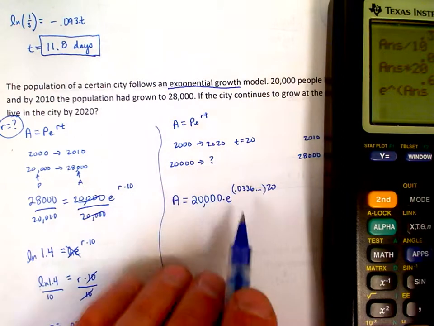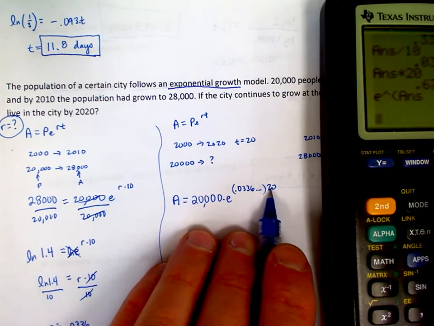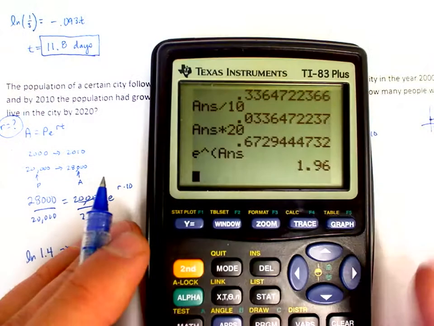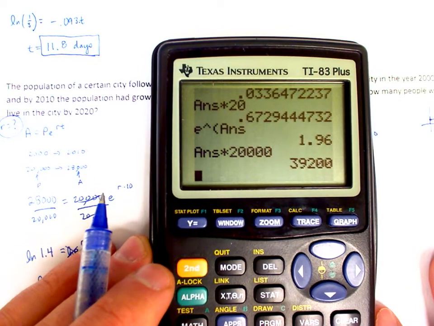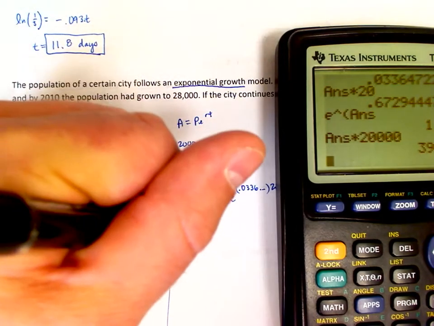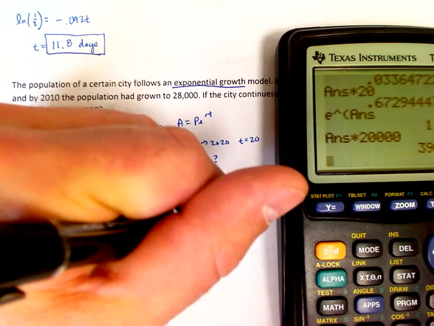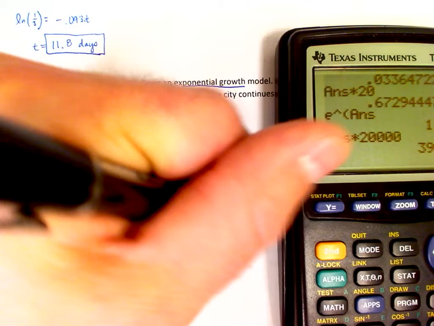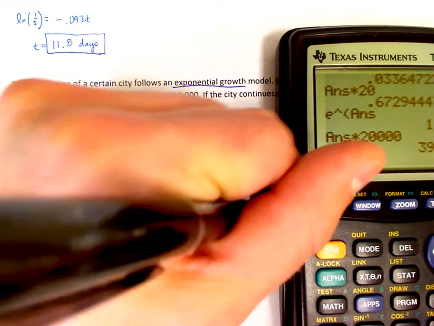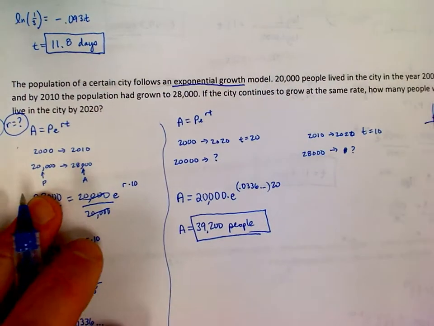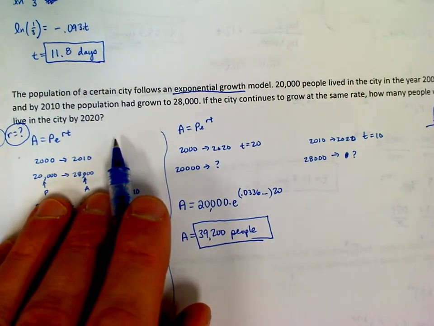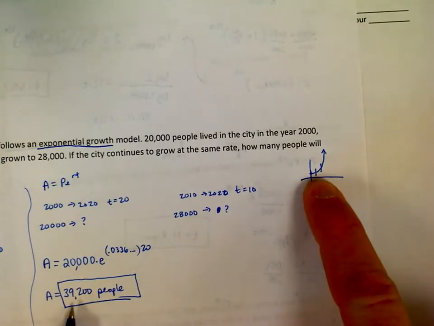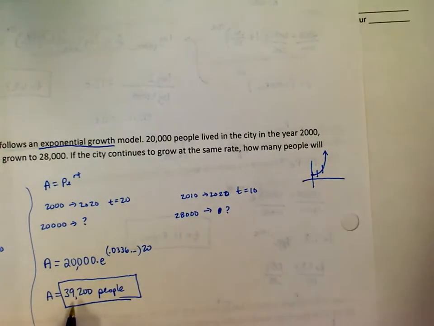All right, so now I've gotten everything here. e raised to that power is 1.96 exactly, so I'm going to multiply by 20,000. I get 39,200 people. A is 39,200 people. Well, once again, if you remember at the very beginning of the video, I said the person that doesn't realize it just doesn't go up by 8,000s every time is going to say 36,000 is the answer. We actually have more because as time goes by, the population goes up quicker. Okay, so hopefully that makes sense.